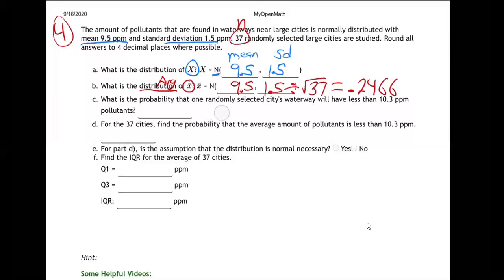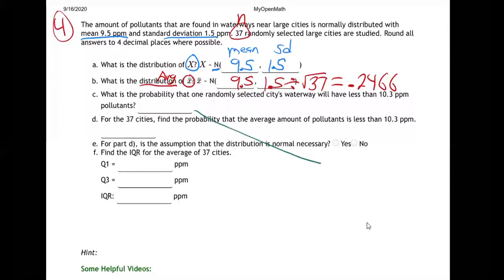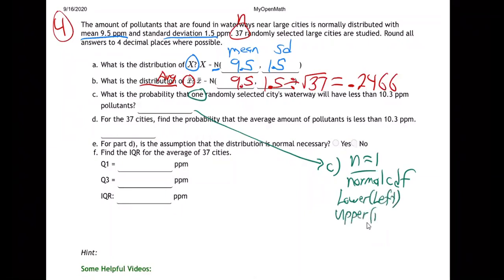Let me slide it over again. Okay. Normal CDF. Come over here. Part C. So this is for n equals 1, isn't it? See that? 1 randomly selected city. So that's going to be normal CDF. And we're going to have lower or left, upper or right, mean and standard deviation. So what's the lower?